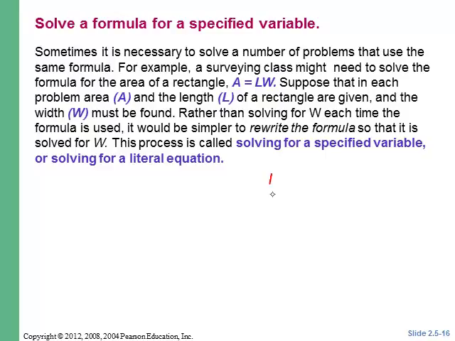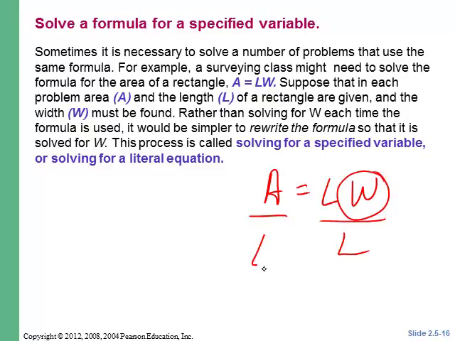we know the area of a rectangle formula is area equals length times width. If the area and length are given, and we have to find the width, how would we go about doing that? Well, what I do is I circle the variable that I'm trying to get all alone. How do I get that alone? I divide both sides by L, and so W equals A over L. This is called solving for a specified variable.